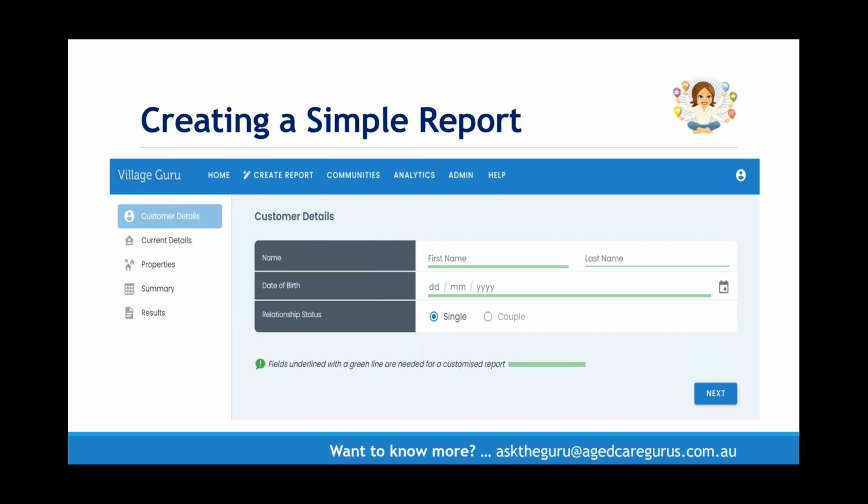The first thing that you'll notice is that we have added, if you like, green highlights, and the green highlights indicate the information that is required to create a customised report. So you can see there that we need the customer's first name and we need their date of birth. We're not making the last name compulsory. Even if you're doing a simple report, we need to know whether you're doing a simple report for the customer on the basis of them being single or a couple. If you don't select a relationship status, just as it is now, it will default to single.